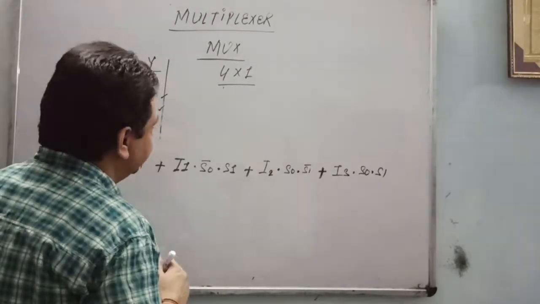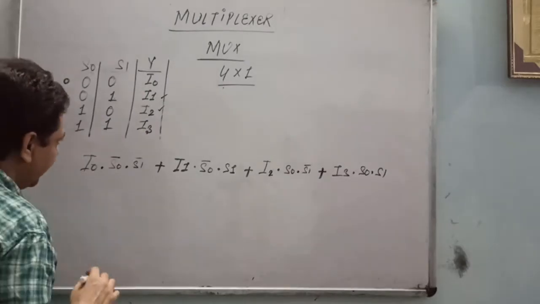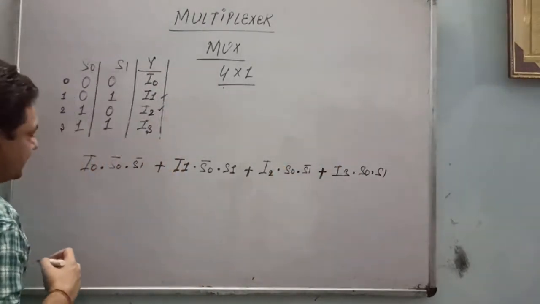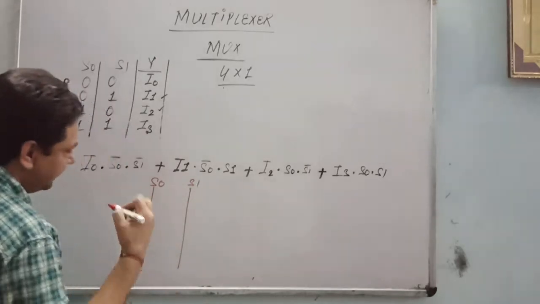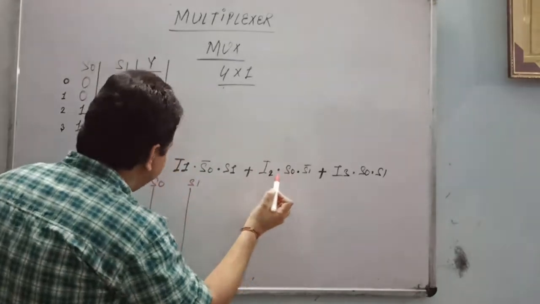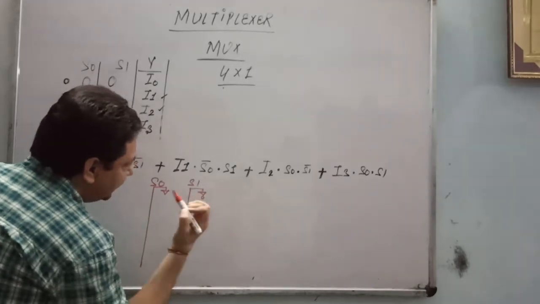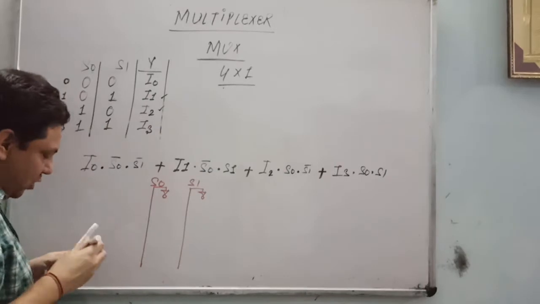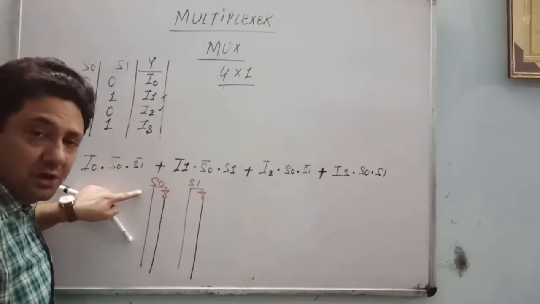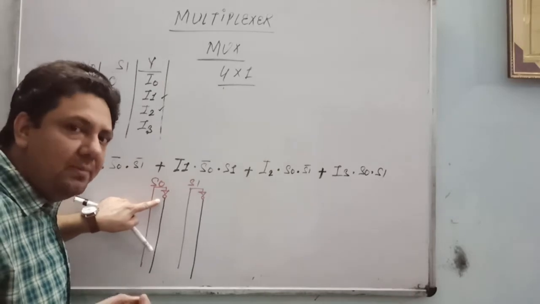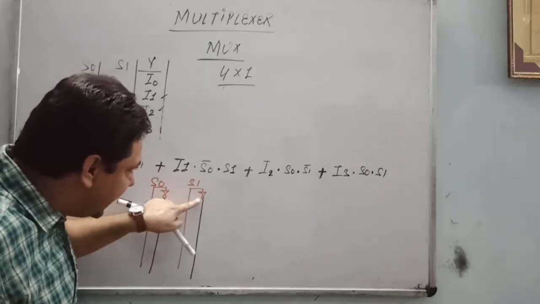Now I am going to draw the circuit. So circuit I can draw over here, no problem. Just a moment. Here in this equation, what variables are involved? S0 and S1 are involved. Okay, so S0, this is S1. In the S0, there are some direct S0s and there are some S0s with the complement. So we have to take one more line with the complement. Just a moment. The complement line I am drawing by black pen. Okay, this straight line is indicating S0, and this north line is indicating the S0 complement or S0 bar. This straight line is indicating S1. This north line is indicating the S1 complement.